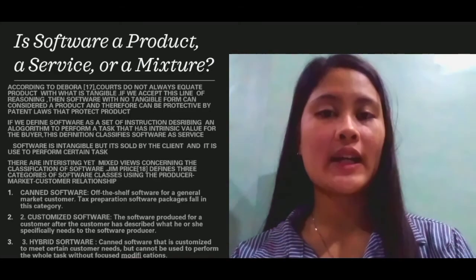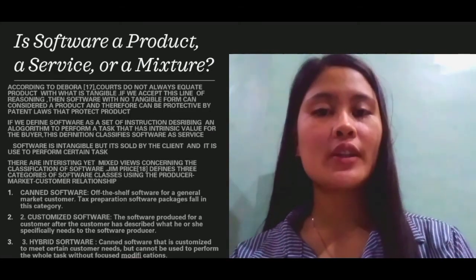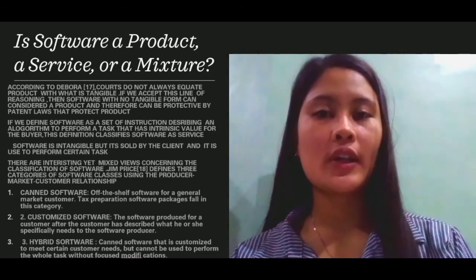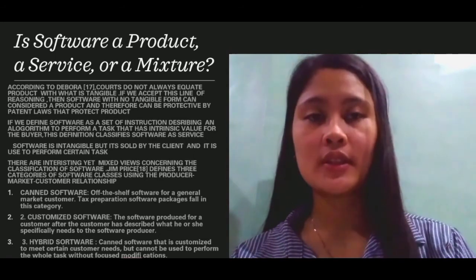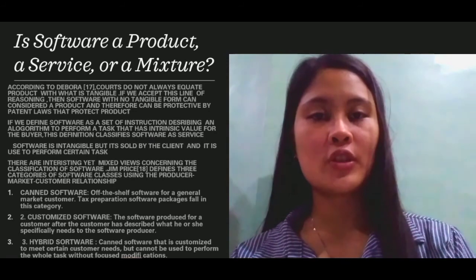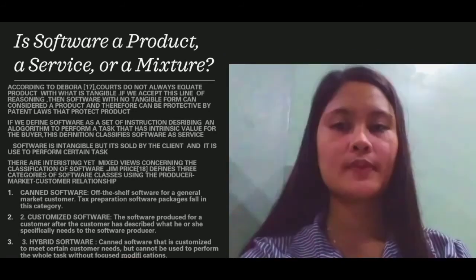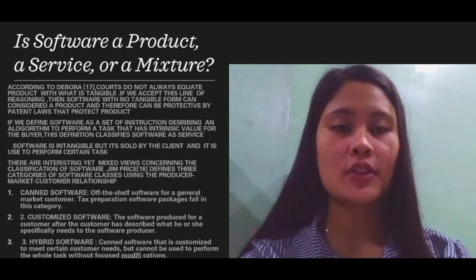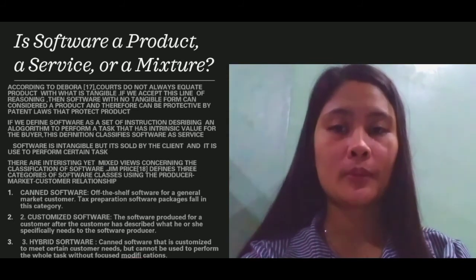So after we discuss the two categories, let us know if software is a service or product, or a mixture of both service and product. According to Deborah, courts do not always equate product with what is tangible. If we accept this line of reasoning, the software with no tangible form can be considered a product.